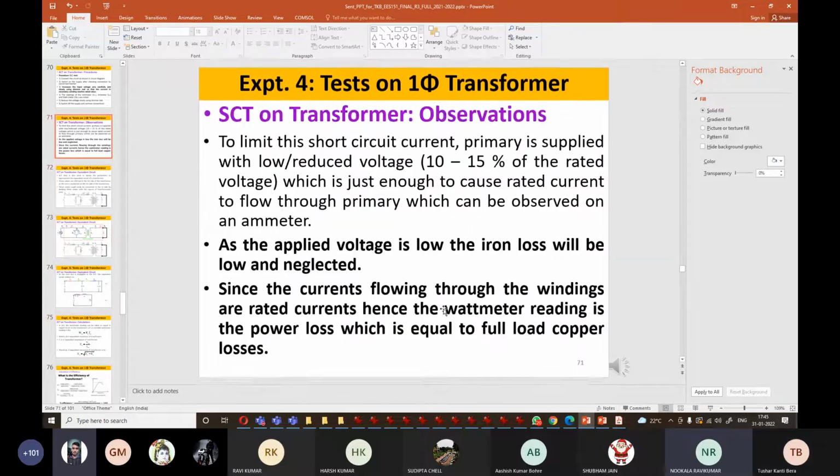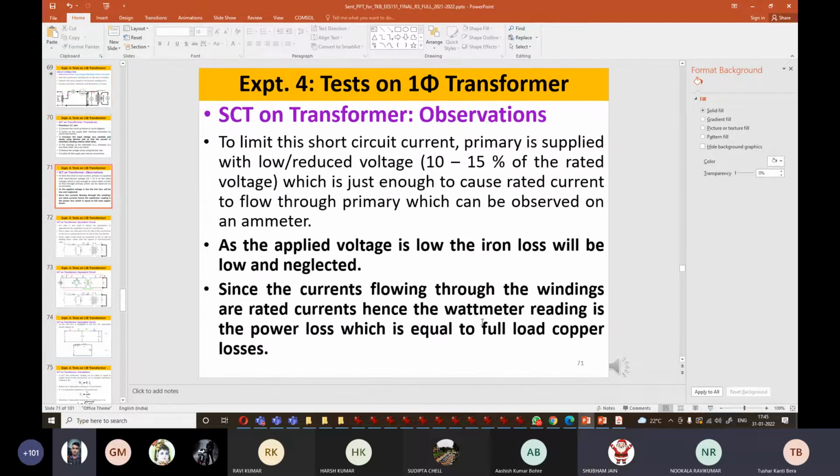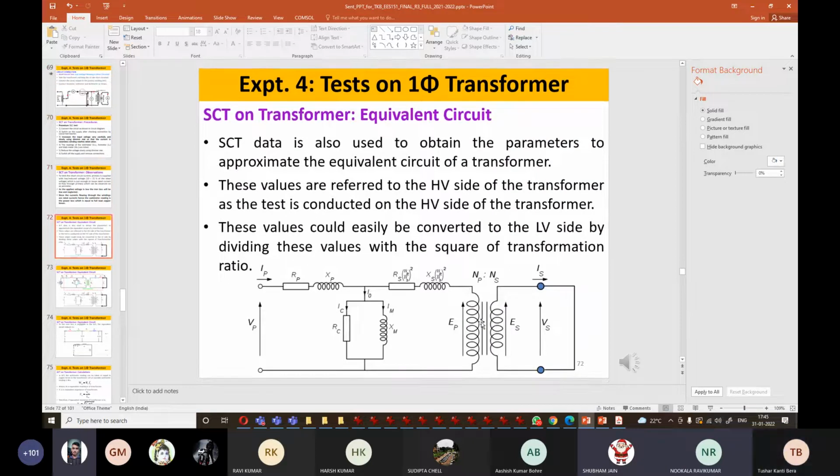Here, if we have this voltmeter and the ammeter, and we divide VSC by ISC, then we will get the total impedance, meaning the impedance by which this winding opposes the current. It is a simple series circuit. ISC is the value of the primary current.